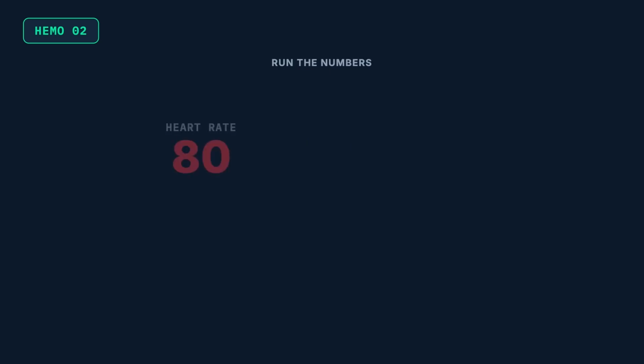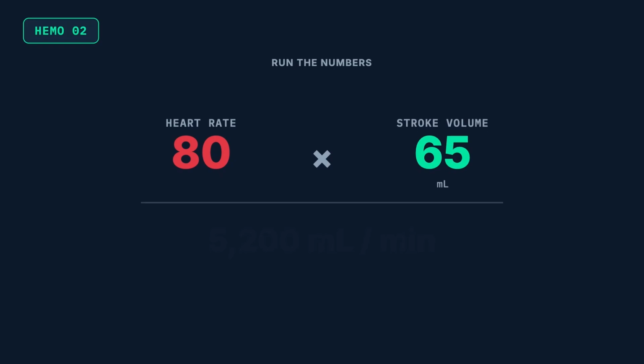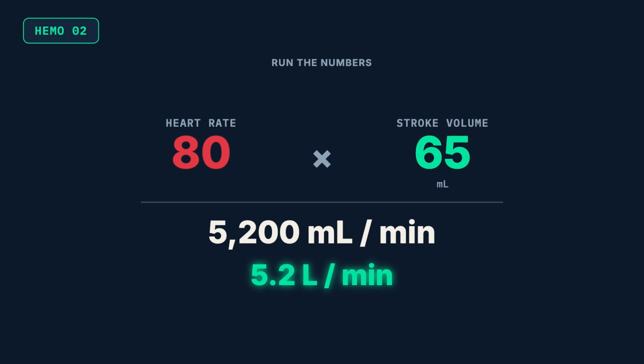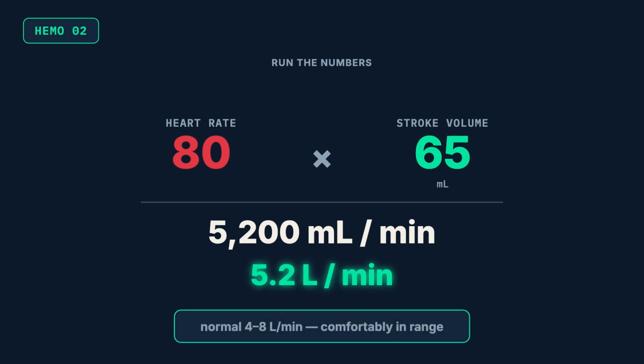Say a patient's heart rate is 80 and every beat ejects 65 milliliters. 80 times 65 is 5,200 milliliters a minute, 5.2 liters. Normal cardiac output runs about 4 to 8 liters a minute. So this patient sits comfortably in range.